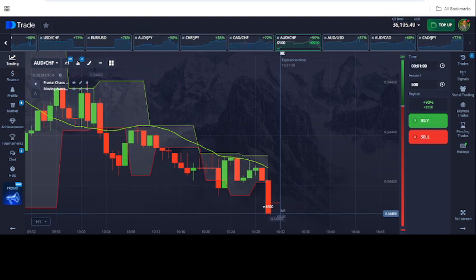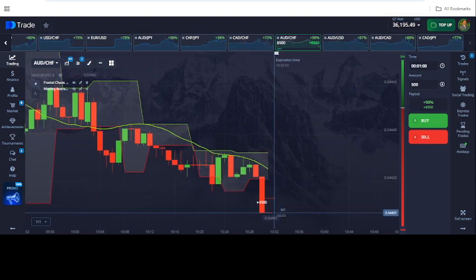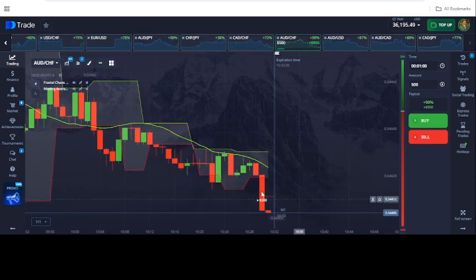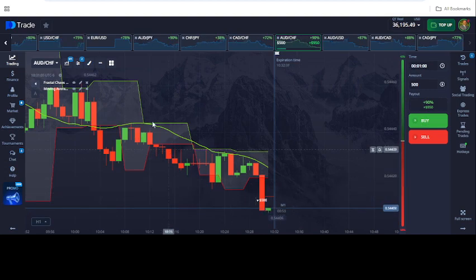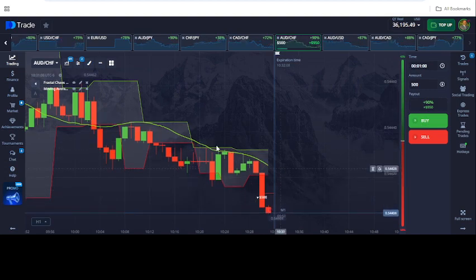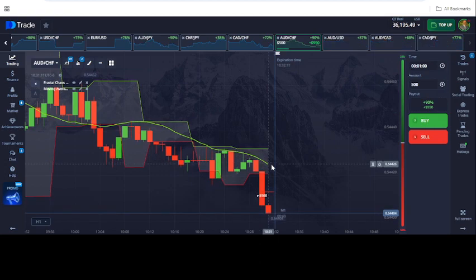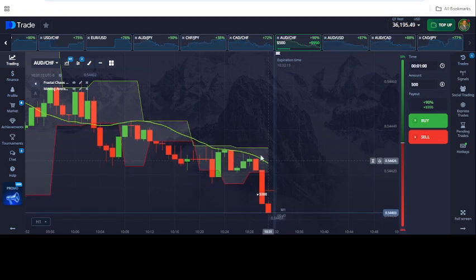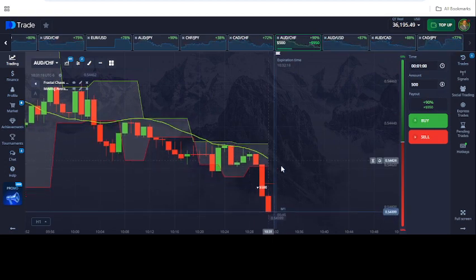Okay, so I'm on the Aussie dollar Swiss franc currency pair, and I just took a sell trade here. The reason why I took the sell trade, we see the 20 SMA line sloping downward, suggesting a current bearish trend in the market.